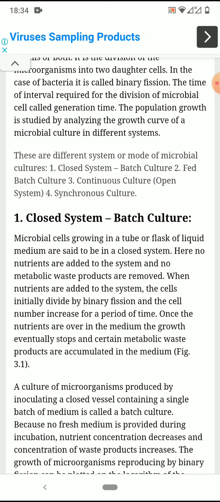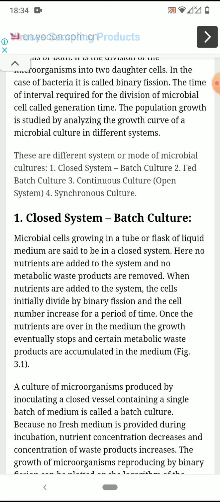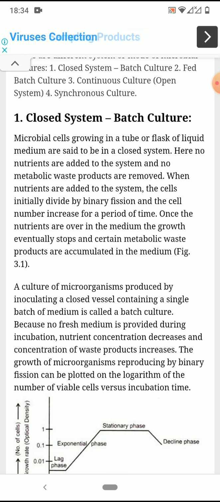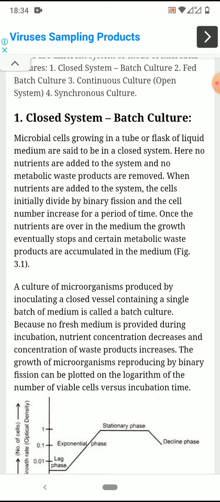And closed means that nothing can come in and nothing can go out. Just like how we are following lockdown in this situation, in the same way something cannot go out and something cannot come in. That kind of system is called a closed system, and batch culture is an example of that, whereas continuous culture is an open system where there is inflow and outflow. Then the synchronous culture. Coming to the closed system, that is batch culture.